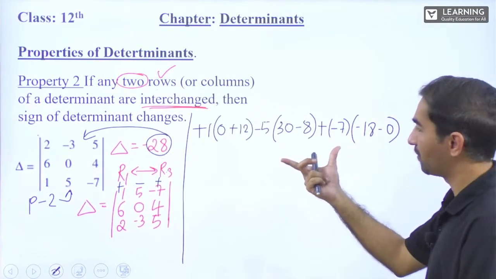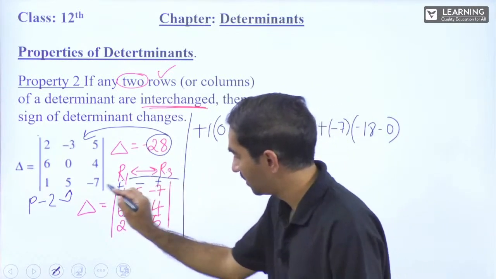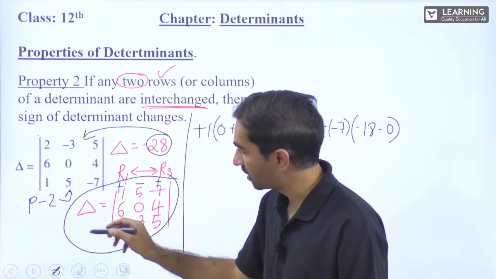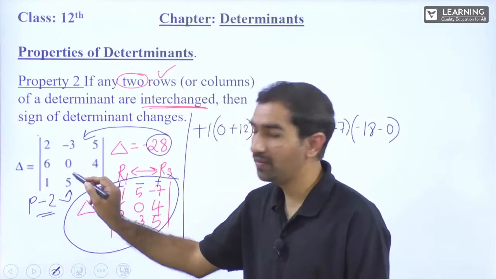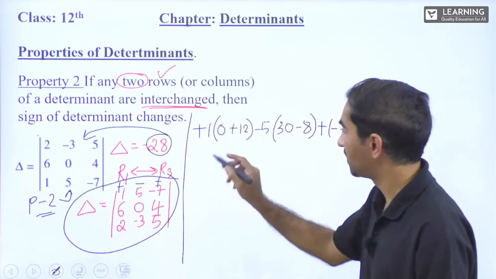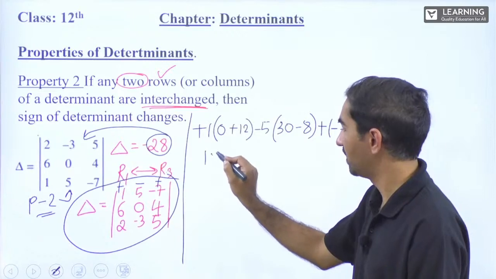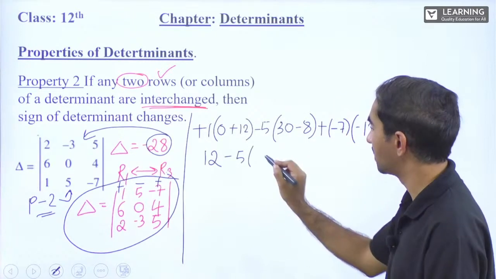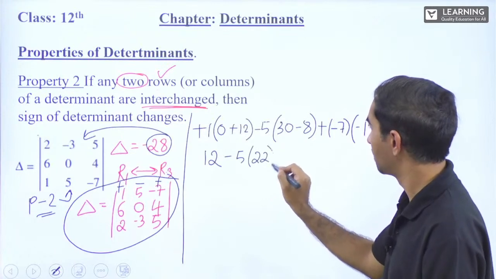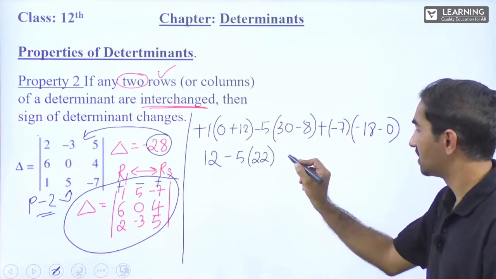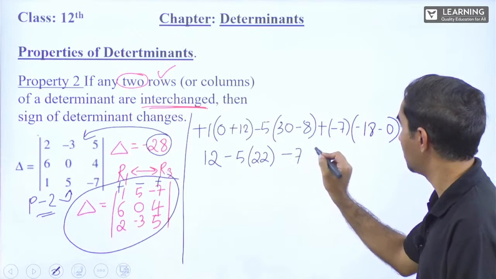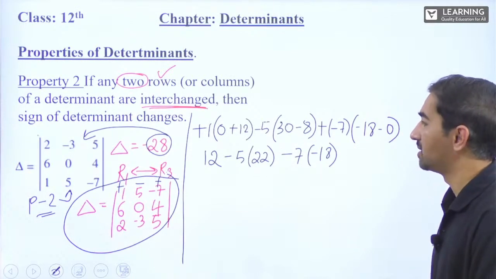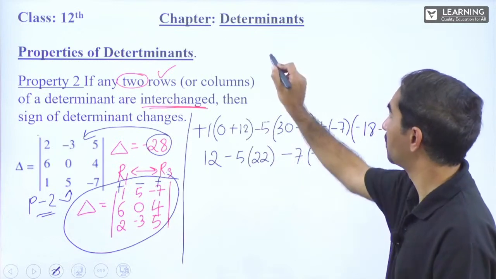This is the expansion of what, student? This is the expansion of the determinant which we got by applying property 2 to the given determinant. Evaluate this further. Plus 1 into 12 is 12, minus 5 into 30 minus 8 is 22, and plus into minus is minus 7 of minus 18. Correct? Simplifying this further, so 5 into 22.